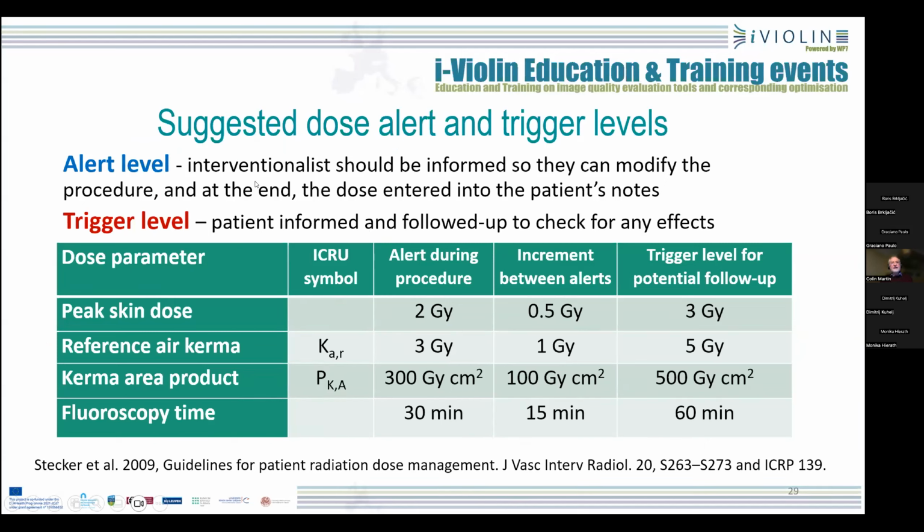And then set alert levels, so the interventionalist should then be informed when the dose reaches an alert level, which might be a peak skin dose of 2 gray or a reference kerma of 3 gray, and have a trigger level. And if the doses go above that, then the patient's informed and they're followed up to check for any effects.